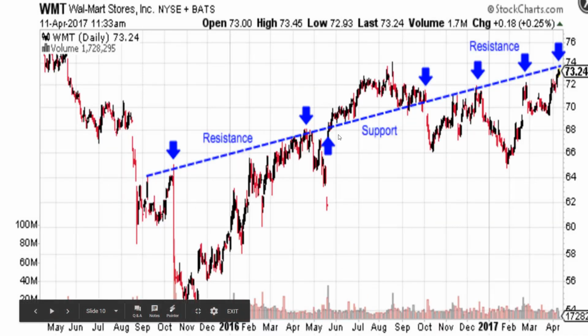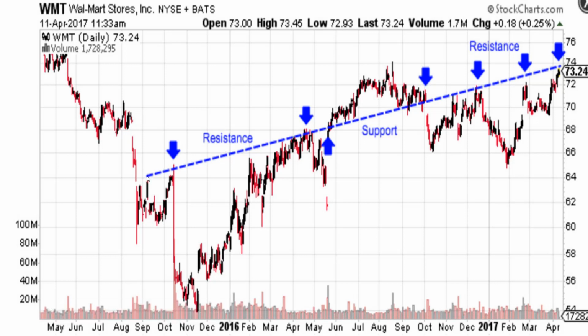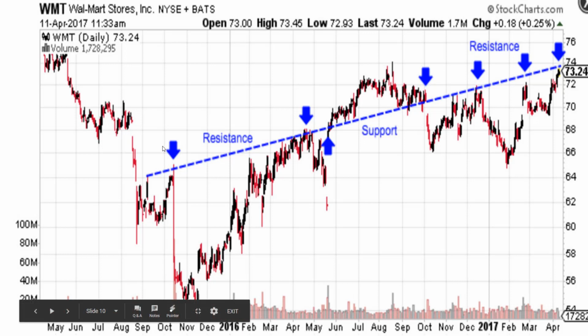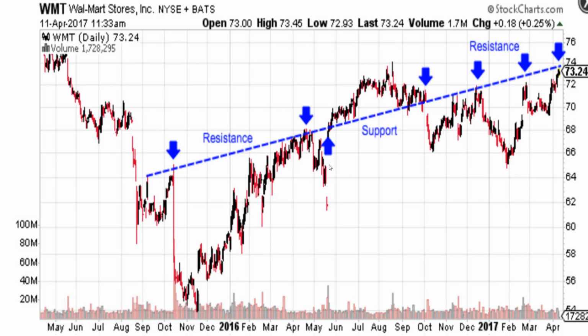And this is another example of resistance and support. So it hit here, resistance, got rejected, came down, hit resistance, hit resistance and broke up, tagged it here, broke down, and then it's the same support and resistance. So it's all just a line. It's that simple. You don't have to complicate it.